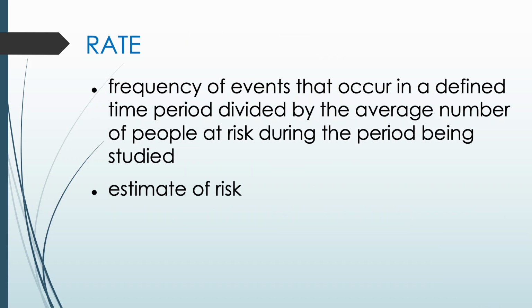Let's start with rate. Rate is the frequency of events that occur in a defined time period, divided by the average number of people at risk during the period being studied. It is an estimate of risk. In rates, there is always a component of time, be it an hour, a period, or a year.